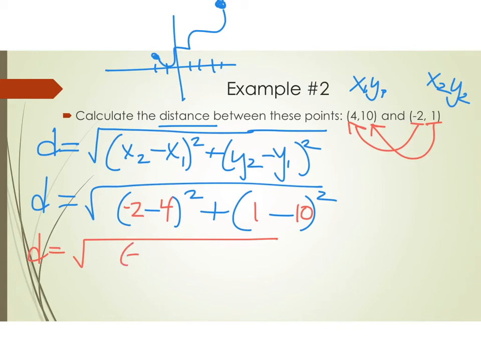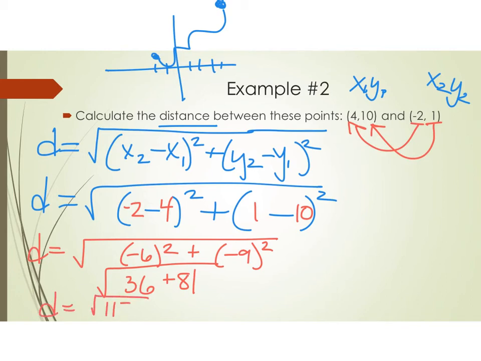-2 minus 4 is a -6. That'll need to be squared. 1 minus 10 is a -9. That will need to be squared. Use your calculator, use your head. Out comes a positive 36 and a positive 81, still under the radical. If I did my math right, that becomes 117, and you are allowed to give decimal answers here. The square root of 117 is approximately 10.8, so your distance is approximately 10.8 units.